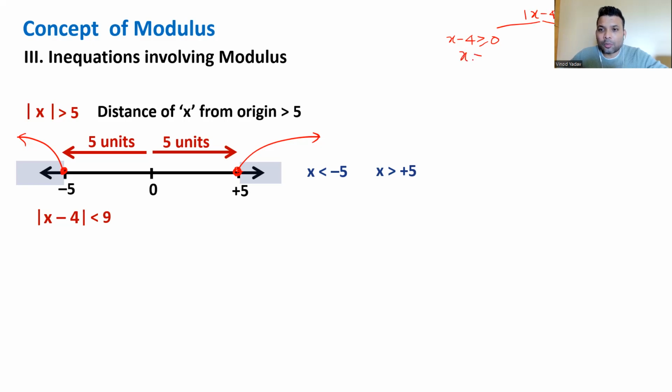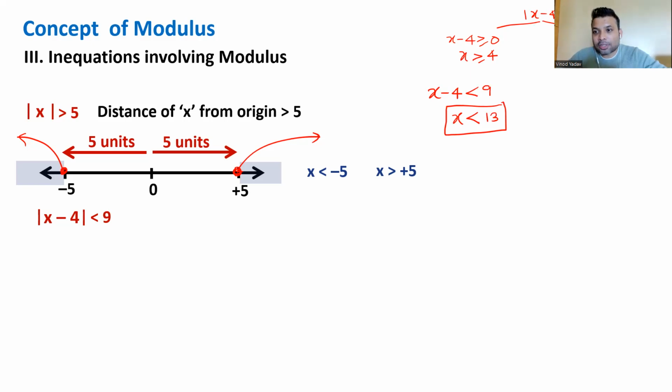So if x is more than or equal to 4, x minus 4 will be 0 or positive, so it will open as it is. Isn't it? Adding 4 doesn't change the inequality. So I got one condition, one range, x to be less than 13.